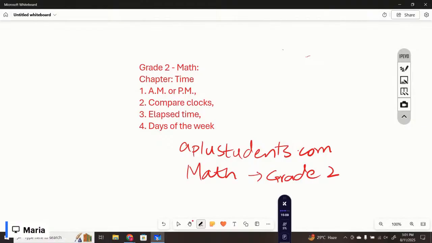There you can find a list of the chapters. We're going to start with the chapter time. The lessons we're going to cover today are AM or PM, compare clocks, elapsed time and days of the week. So please make sure you have your notebook and pencil so that you can note down the important examples and definitions as well.